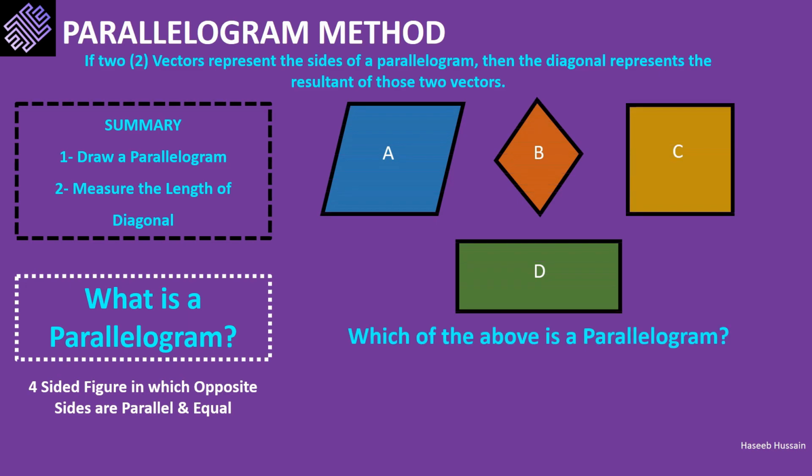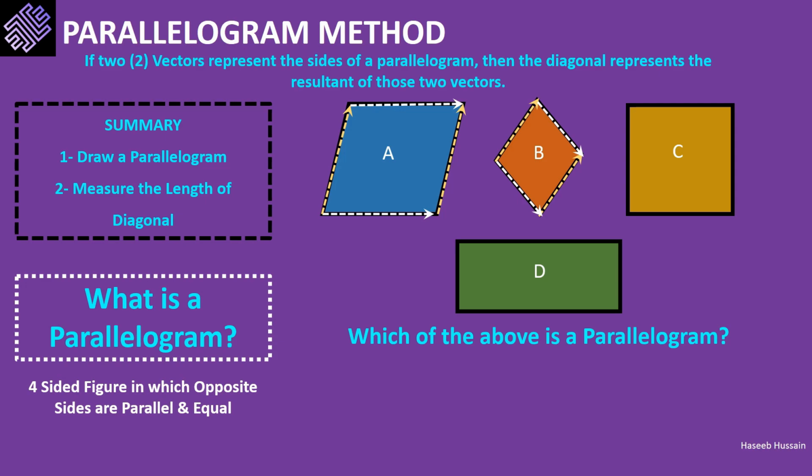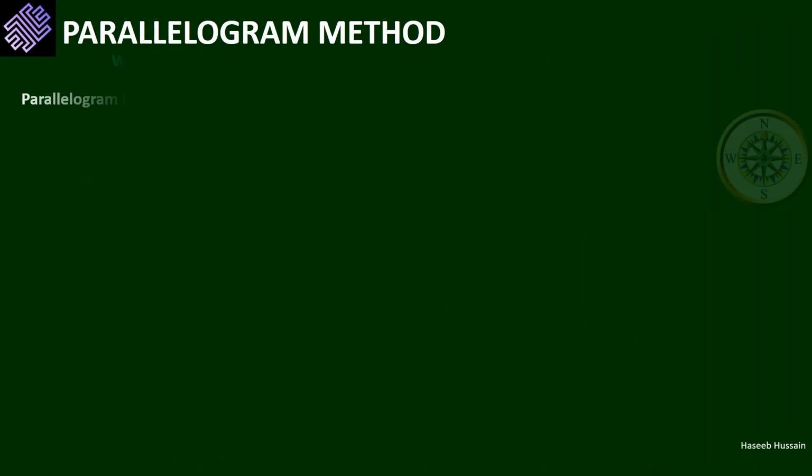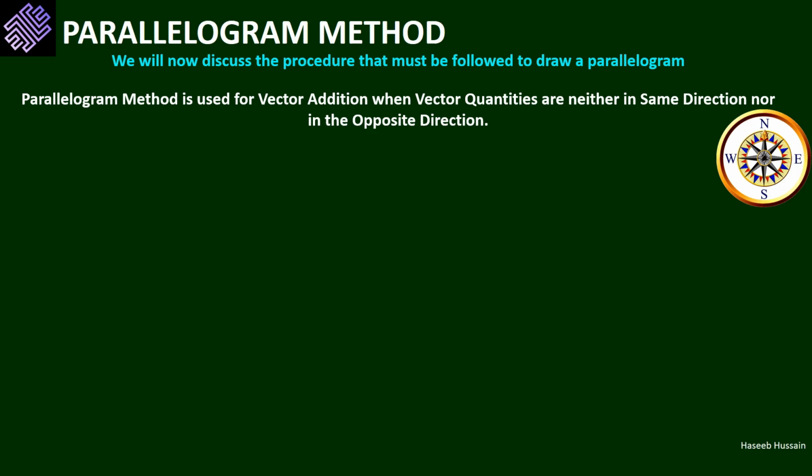Of these four images, which one is a parallelogram? Let's check each one individually. Figure A has four sides. The opposite sides are equal and parallel, so A is a parallelogram. In figure B, there are four sides and opposite sides equal and parallel, so B is also a parallelogram. Figure C is a square. Its opposite sides are also equal and parallel, so it's also a parallelogram. Figure D is a rectangle. Its opposite sides are also equal and parallel, so it is also a parallelogram. So essentially, all of them are parallelograms. In subsequent sections, we will follow the steps needed to create a parallelogram.